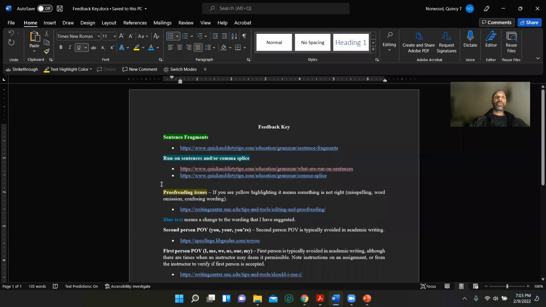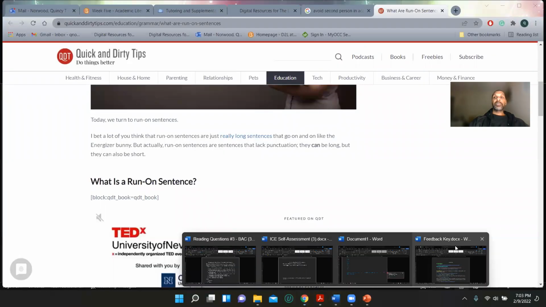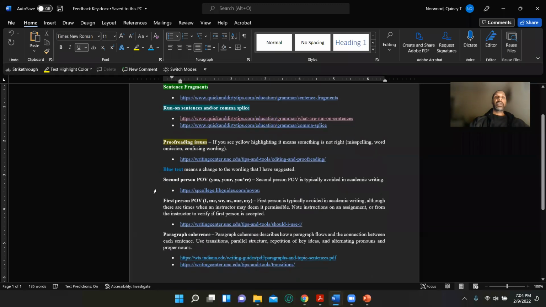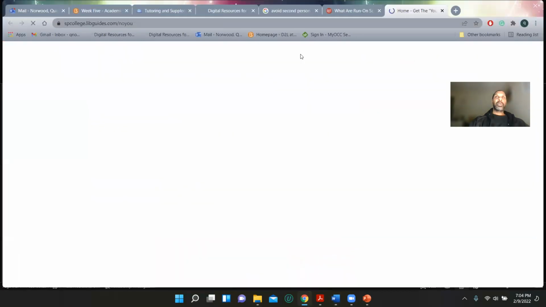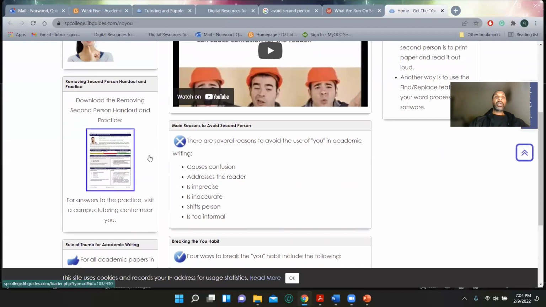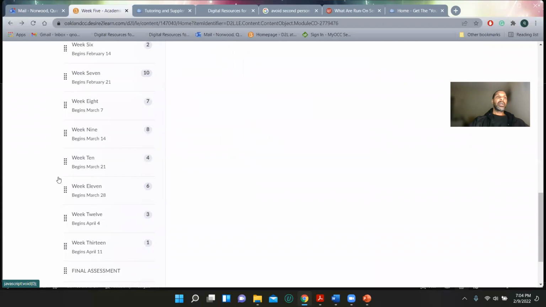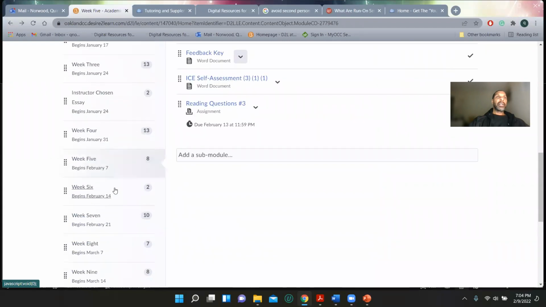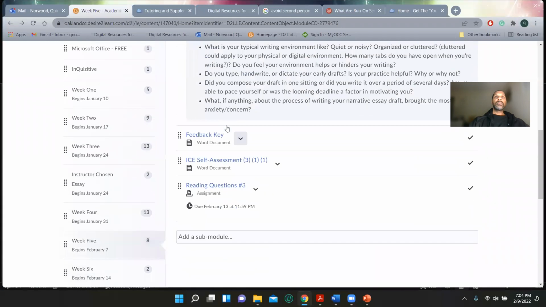And then the rest we'll go over. Oh wait, no. There's some stuff about second person point of view here, about points of view. Right here, if you want some tips on how to avoid second person point of view. I also have other items I can upload as well. I thought I did, but I have to copy that module from another class.